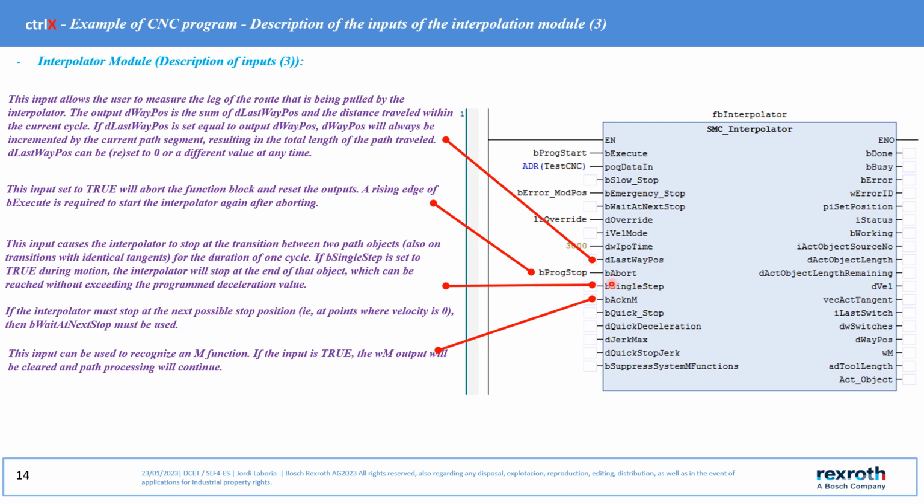B abort. This input set to true will abort the function block and reset the outputs. A rising edge of B execute is required to start the interpolation again after aborting.